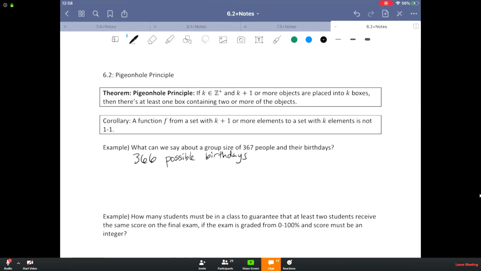So why did we put 366? Because there's 366 possible days. 365, isn't it? 366 with leap day. With leap day, oh, February 29th. Yeah, we always forget about February 29th. Leap day, gotcha.